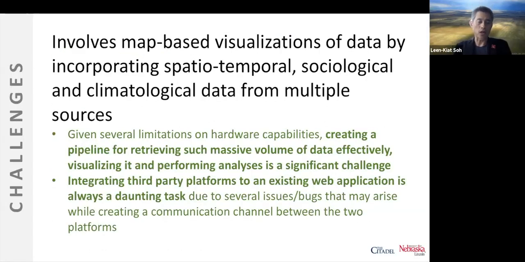And what are the challenges? See over here, the limitations of hardware capabilities. We want to create an effective, efficient pipeline, so we can retrieve massive volumes of data, visualize it, and perform analysis in real time for the users. We also want to integrate third-party platforms into an existing web application. This could be a daunting task because of compatibility issues, getting one software to work with another program. So these are the things that might be challenges for the project.